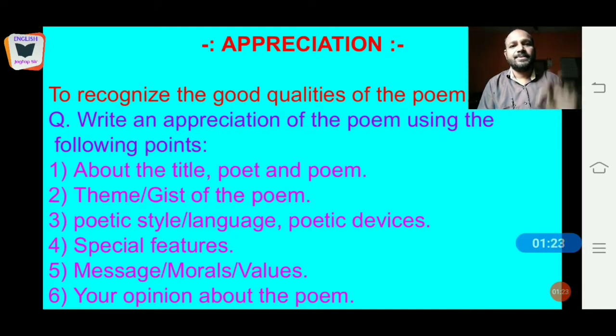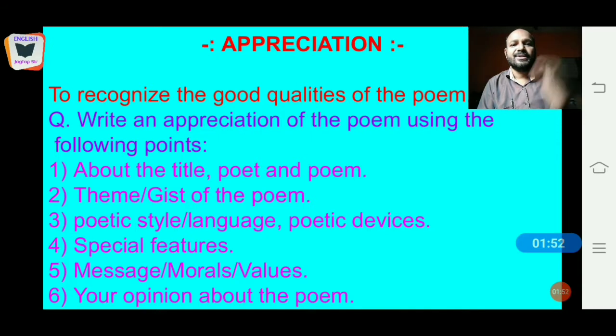Fourth number, special features. In this point we have to write the special features of the poem. The fifth one is message, morals or values. Means if there is a message, you can write what is the message that the poet wants to convey through the poem. If it has a moral, then you have to write about the moral or values. And the last but not least, that is your opinion about the poem.